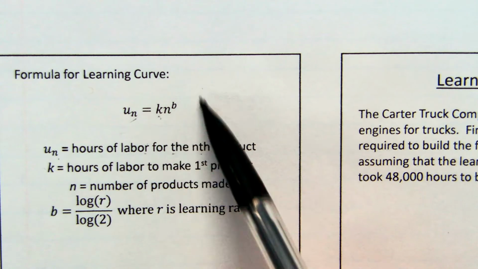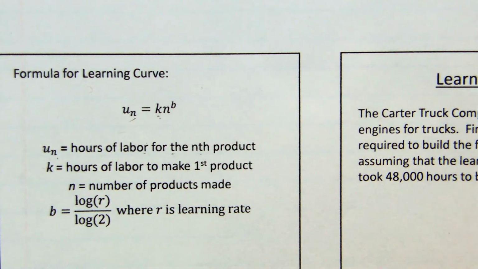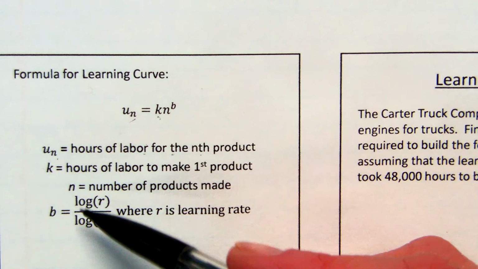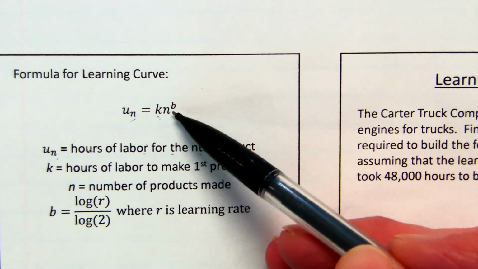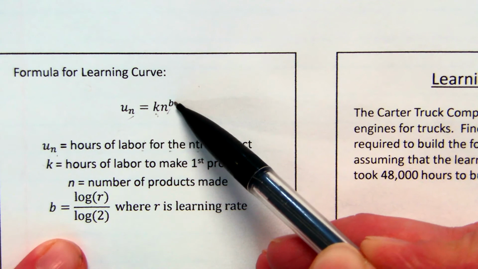This also applies to learning skills, like you could think of athletics, you could think of doing a math problem. This applies to lots of things. It just has to do with learning in the brain. And then N is the number of products made. And B, you have to calculate first.